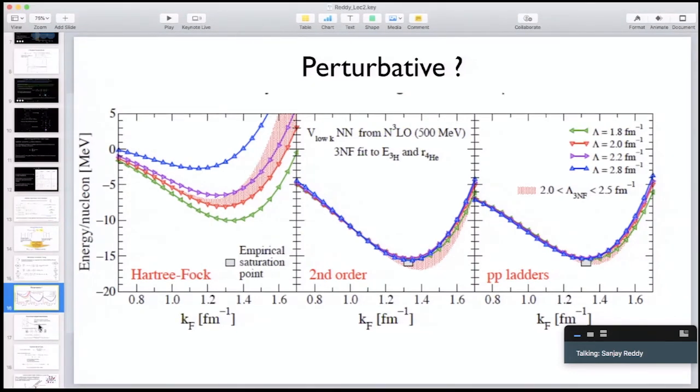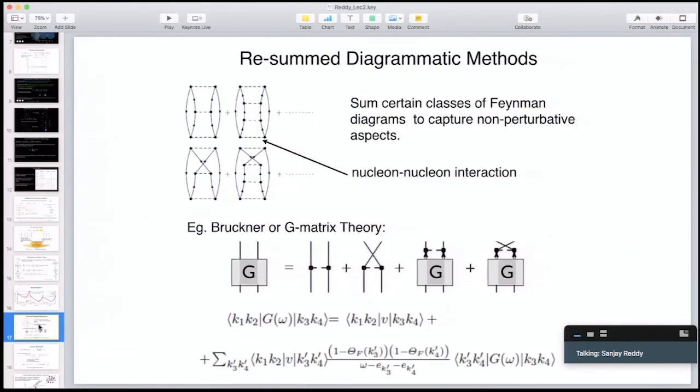So that means that in addition to many-body perturbation theory, it's important to include other non-perturbative effects. In general, one can think of these as resummed diagrammatic methods, which means instead of having a systematic expansion in which you count the number of times you put the potential in these diagrams, you say, well, I know some diagrams are very important. And I know these are important because when I try to calculate the scattering between two nucleons, these diagrams play a very important role. That is the basis of theories known as Bruckner theory of dense matter, or G-matrix theory of dense matter.